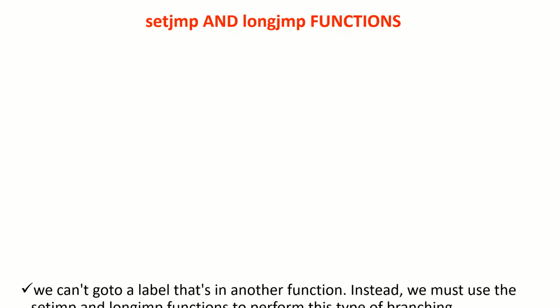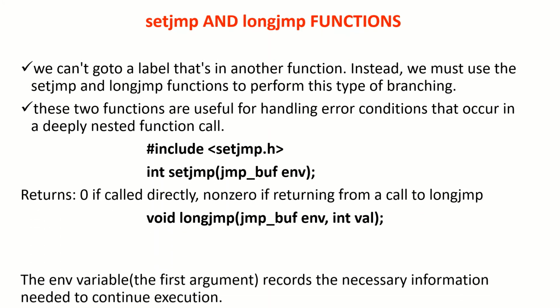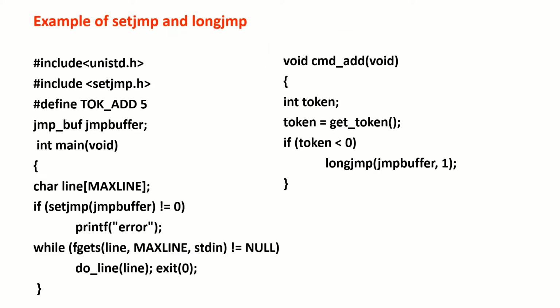The env variable, that is the first argument, records the necessary information needed to continue execution. The env is of the jmp_buf type defined in the setjmp header file. Here is an example program for setjmp and longjmp functions.